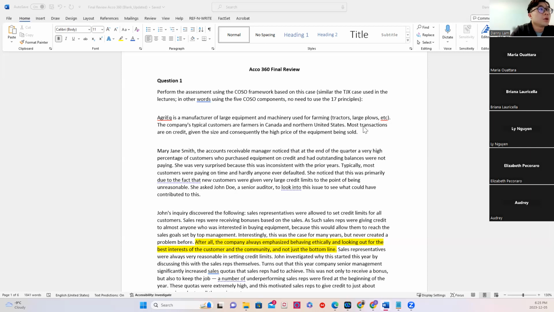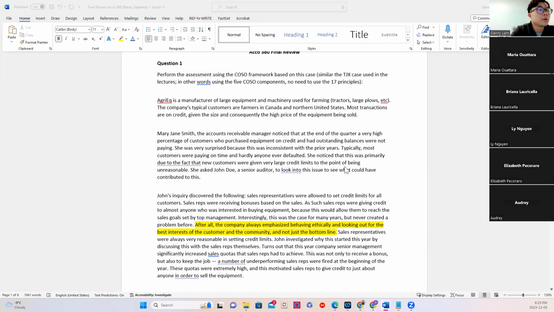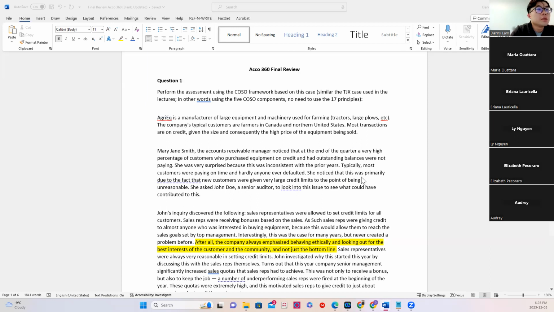Yes. So most transactions are on credit, given the size. No, it's the above. Yeah, just this one. So last question, last sentence. She asked John Doe, a senior auditor, to look into this issue to see what could have contributed. Okay, yeah. This was primarily due to the fact that. Okay, so that's good. So I'll put it.